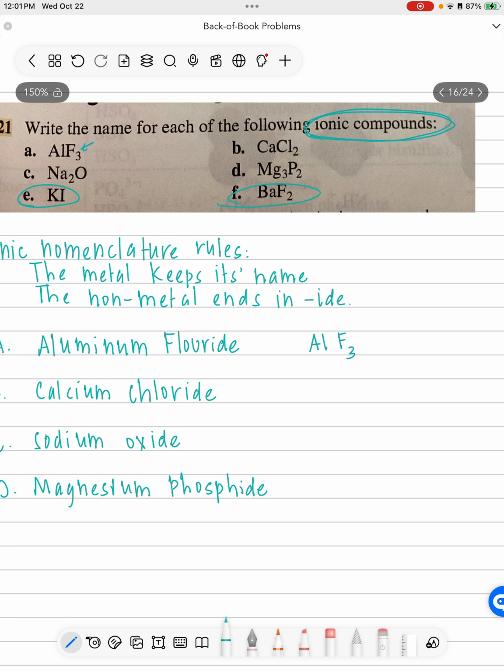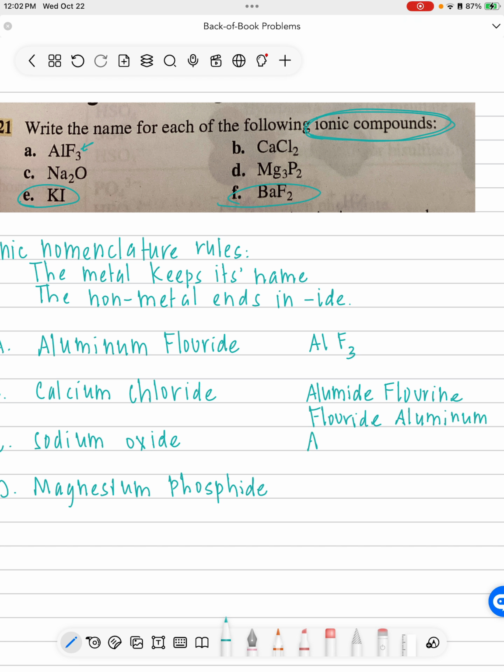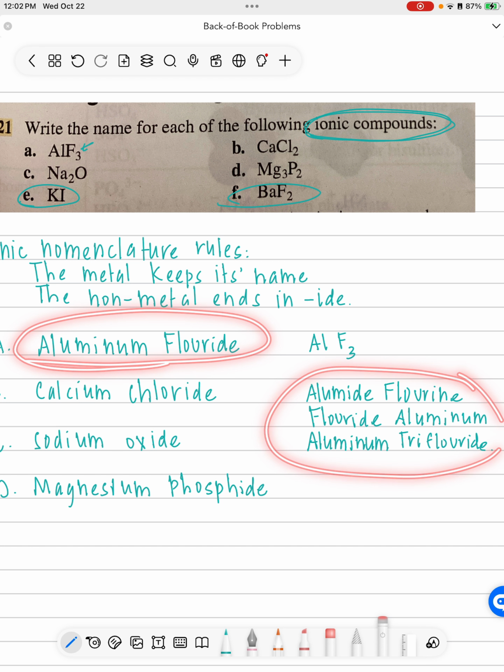And you had something like alumide, fluorine as an option. And let's say you had fluoride aluminum as an option. And let's say you had aluminum trifluoride. Alrighty, so let's say we had, I'm going to just circle this. So you had this as an option and then these 3 as an option.